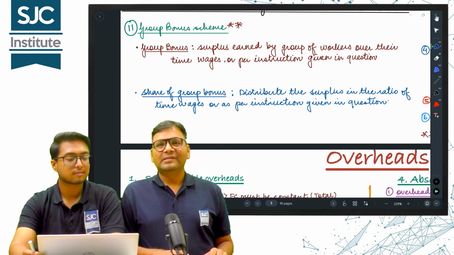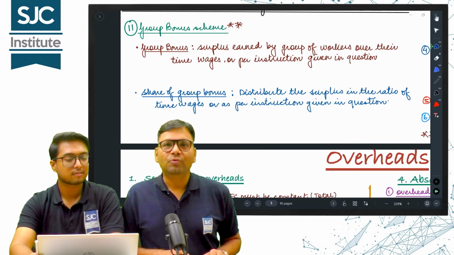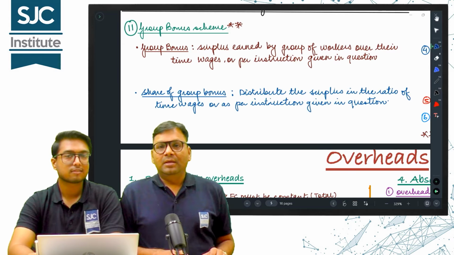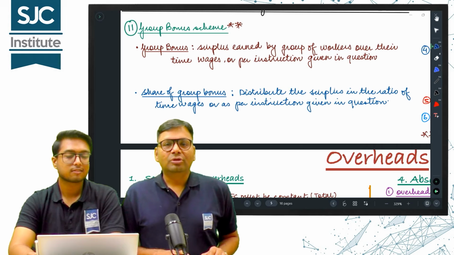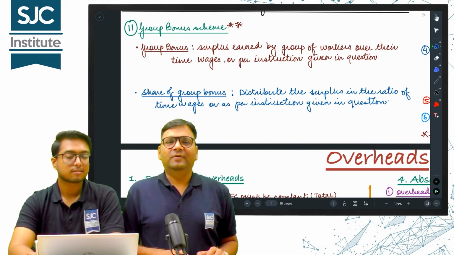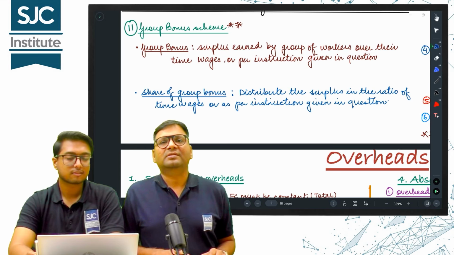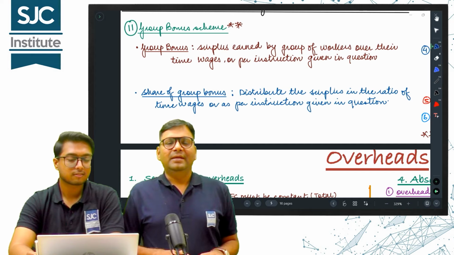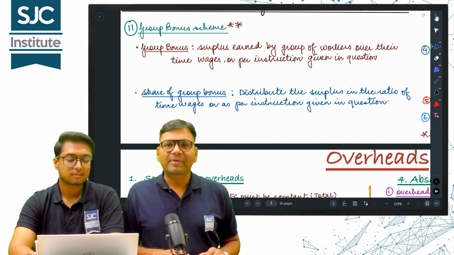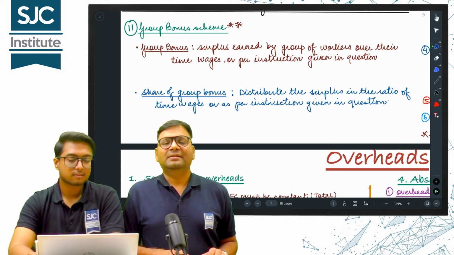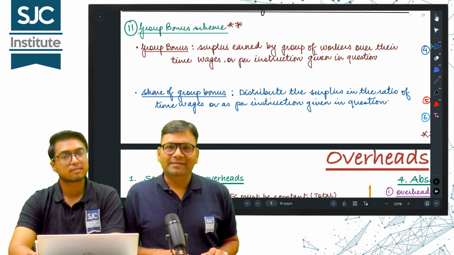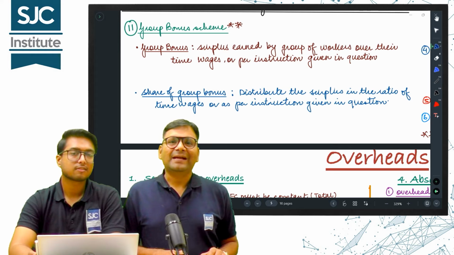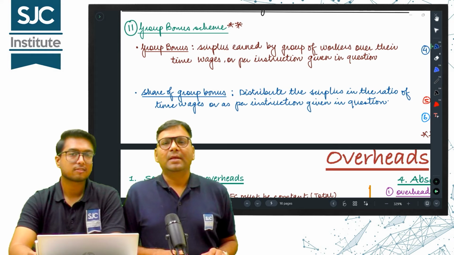The next is the group bonus scheme. This is only given when workers are working in a group. So at first we find out the total wages of workers in the group and subtract that with the time wages in the group. The difference is called as group bonus. In many questions, group bonus may be required to be calculated as a percent of the basic wages of the group. So you have to read the question wisely to determine how exactly the group bonus is coming.